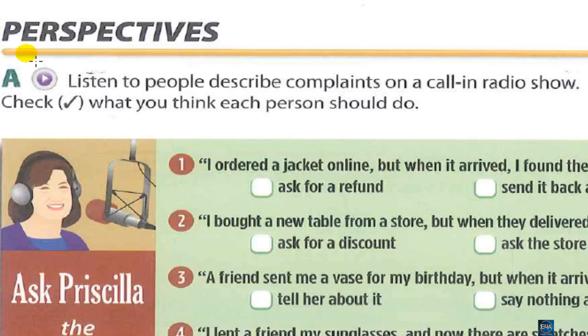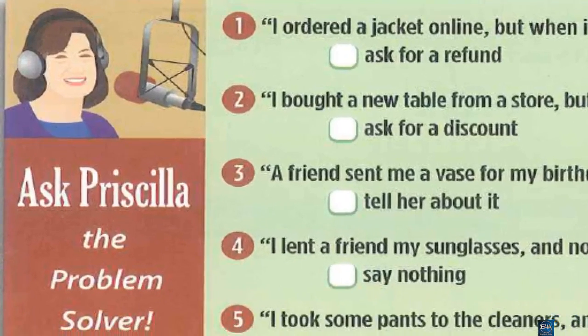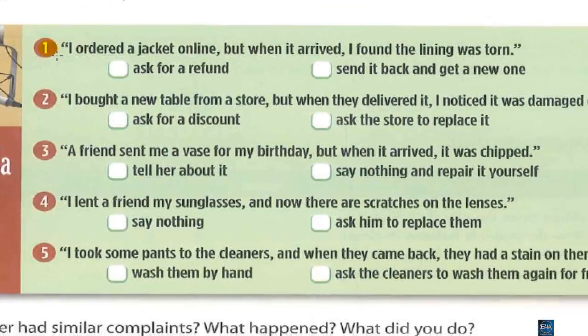Unit 6. What's wrong with it? Page 36, Exercise 2, Perspectives. Part A. Listen to people describe complaints on a call-in radio show. Check what you think each person should do. Ask Priscilla the problem solver.